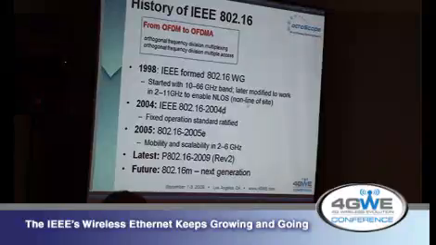WiMAX started later than 802.11, and they looked originally at fixed wireless, the work that was being done in fixed wireless up to 66 gigahertz. That was a very small market. The technology didn't go anywhere, but 802.16 picked it up and developed the 2004 fixed standard for wireless.